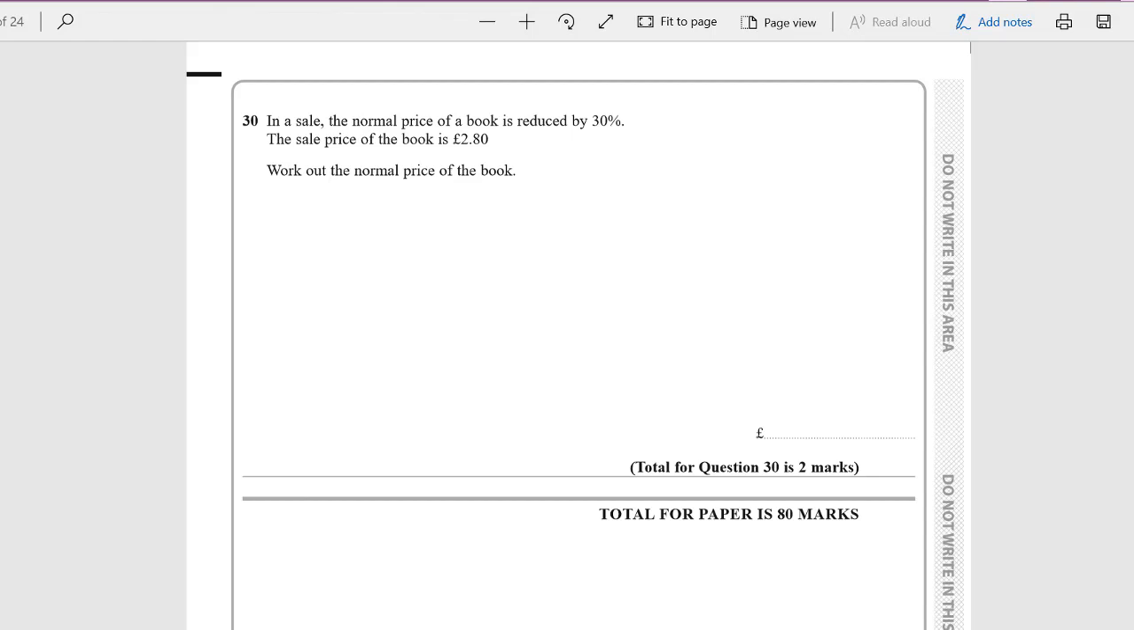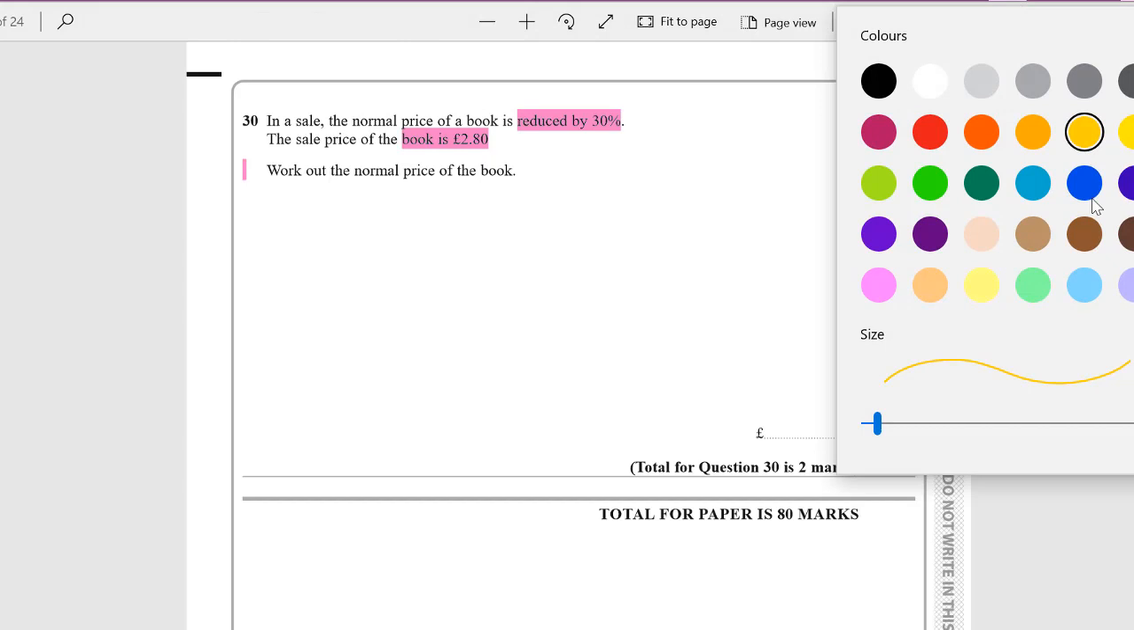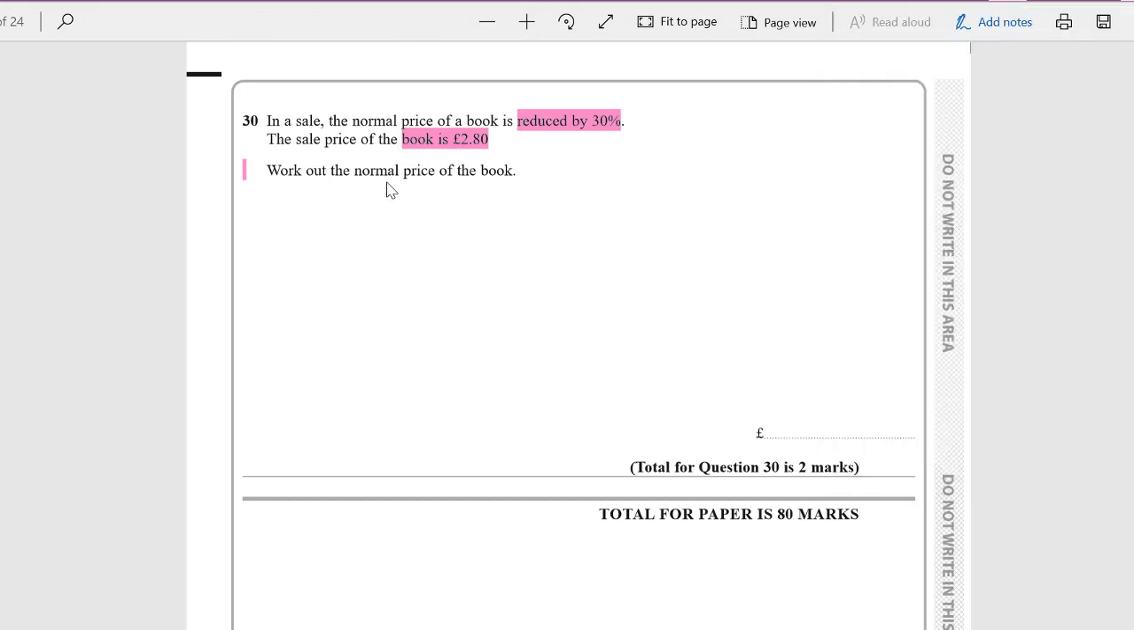So question 30, which is the last question. So it says, in a sale, the normal price of a book is reduced by 30%. The sale price of the book is £2.30. So again, I'm just going to highlight something that you can do. So reduced by 30. So the sale price of the book, so book now is £2.80. Okay. So it says work out the normal price of the book.